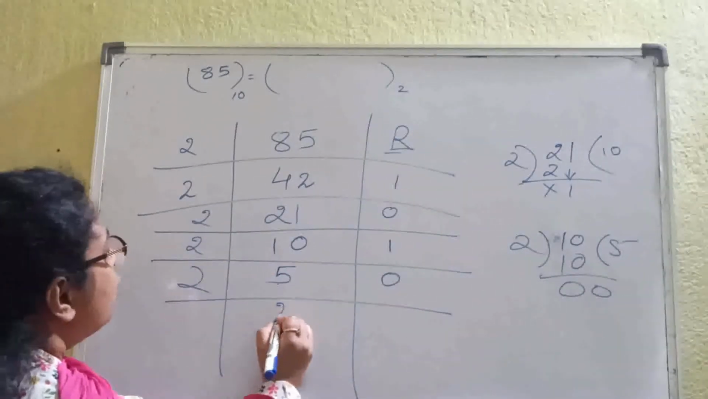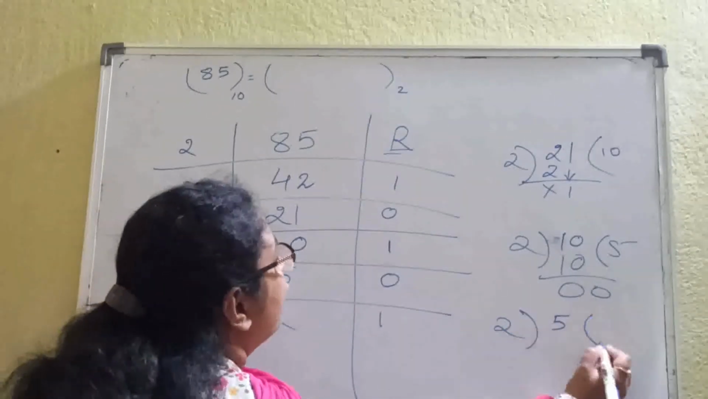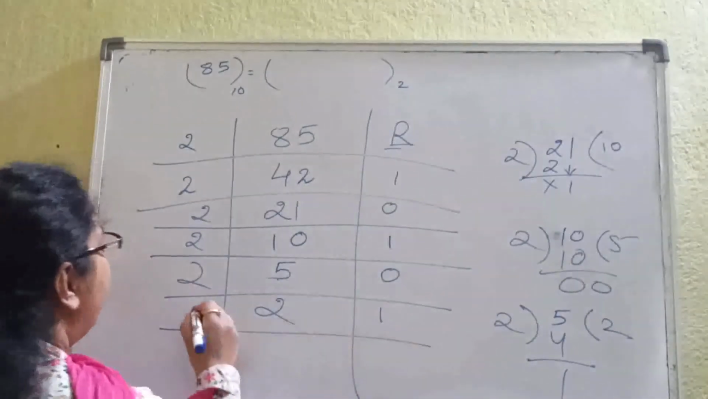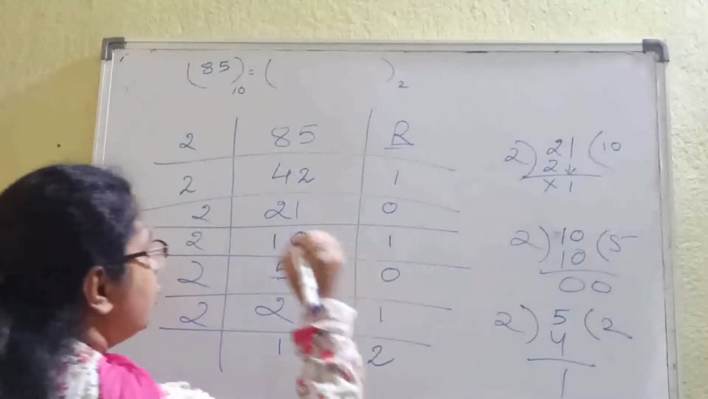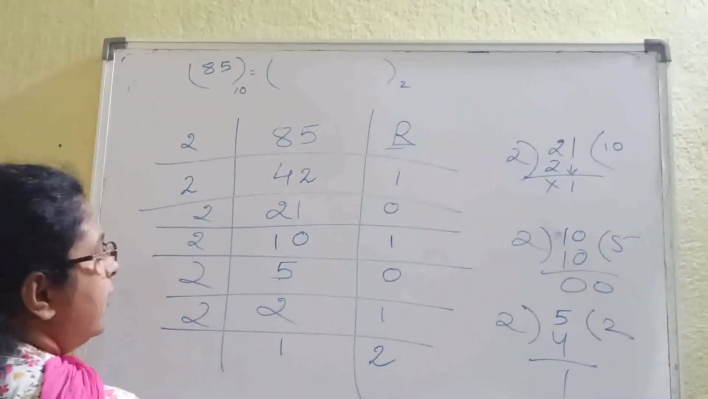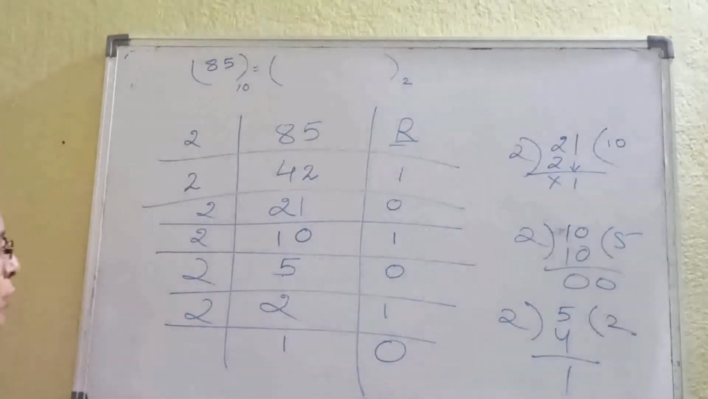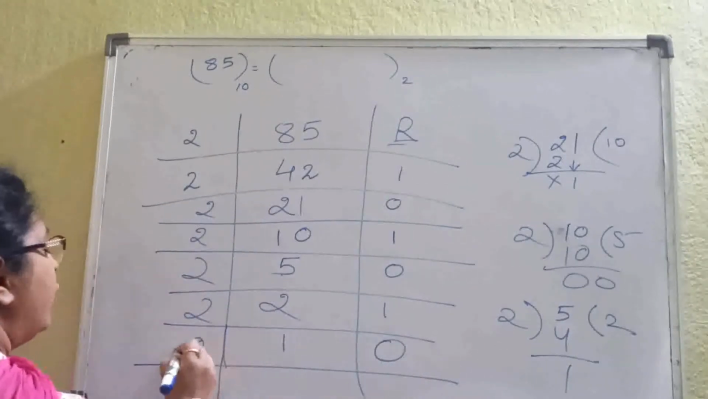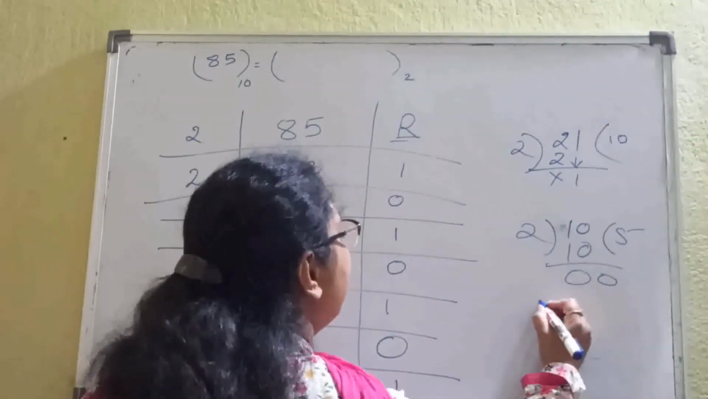Now 2 2s are 4. Remainder 1. You see, 5 I am dividing. 2 2s are 4. Remainder 1. Now again divide it by this 2. 2 1s are 2. Remainder 0. Okay, 2 1s are 2. Remainder 0. Again you divide. 2 0s are 0. Remainder 1. You can see here 1 is here.